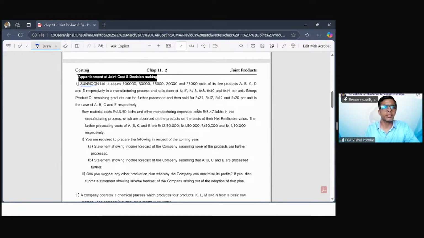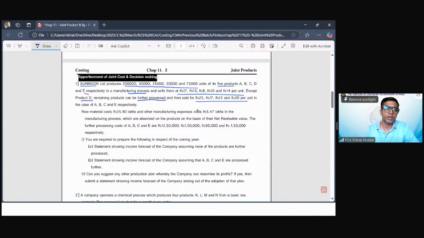So there is a company called Sun Moon. It produces different quantities of 4 products A, B, C, D. And all these products are arising out of common processing. Now, they can sell them immediately here itself, except product D, because product D can be sold only after further processing. So again, see, this is how the nature of products could be different. Some could be sold immediately, some would require further processing. That is okay, fine. And then they have given you the sale prices of these products after further processing.